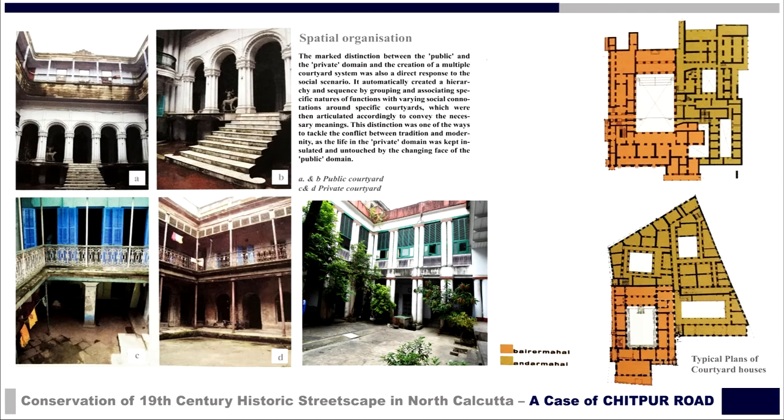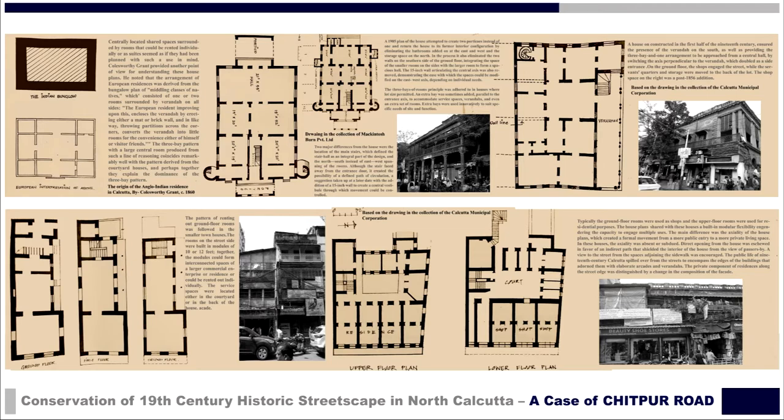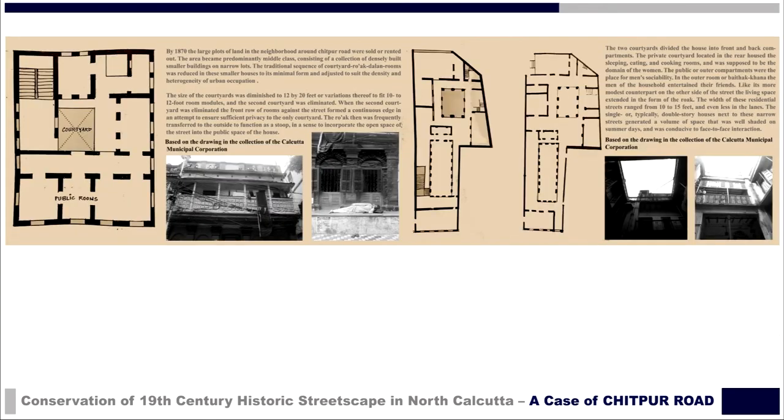The public zone, or Bahir Mahal, was the platform through which the house interacted. The private zone, or Andar Mahal, has four basic types of activities: courtyard-centric, ritual spaces, living spaces, and service spaces. Analyzing the traditional dwelling typologies of common people with typical planning layouts: centrally located shared spaces surrounded by rooms that could be rented individually or as suited.